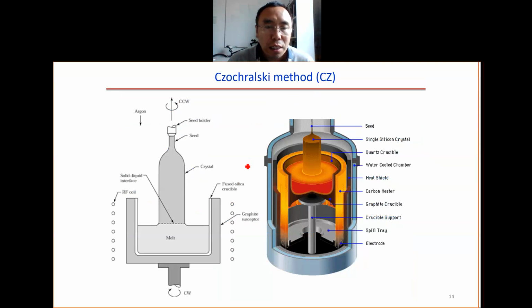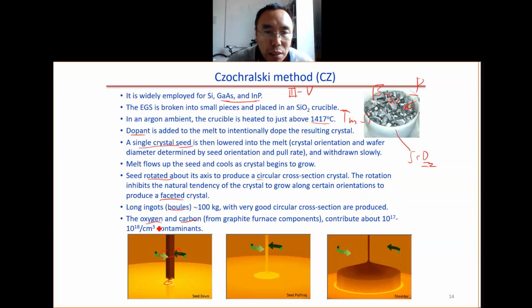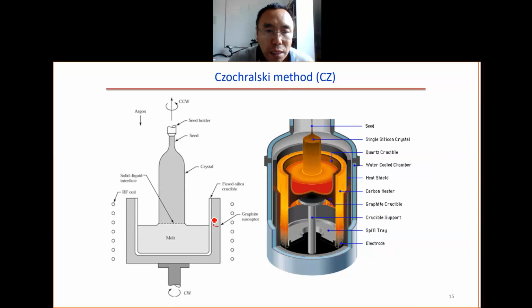Here is the schematic for the CZ growth method. The carbon impurity comes from here. This is called the graphite susceptor. We have the RF coil, which is for the heating.